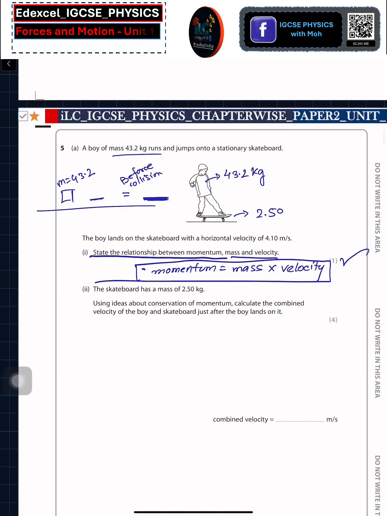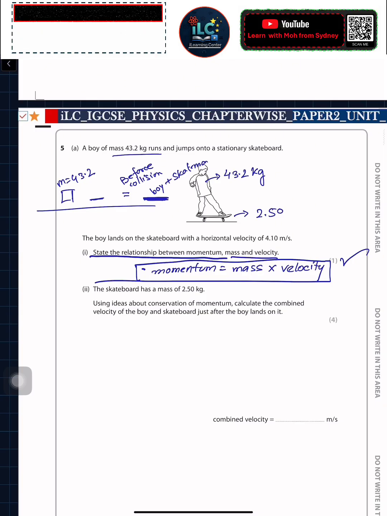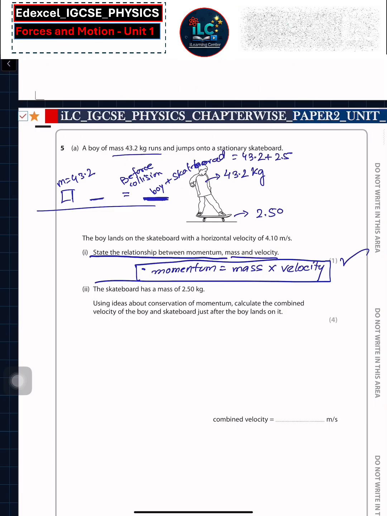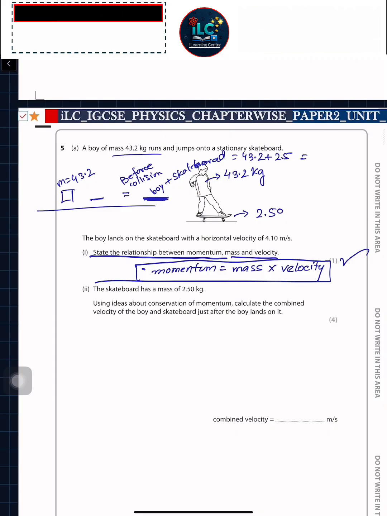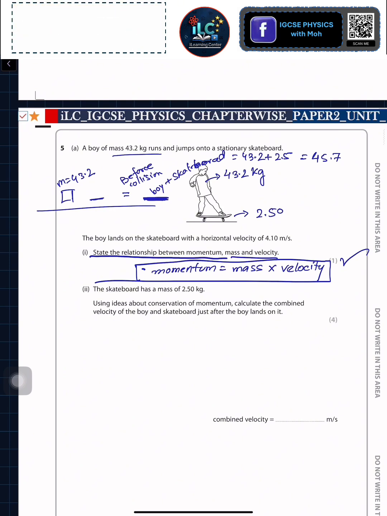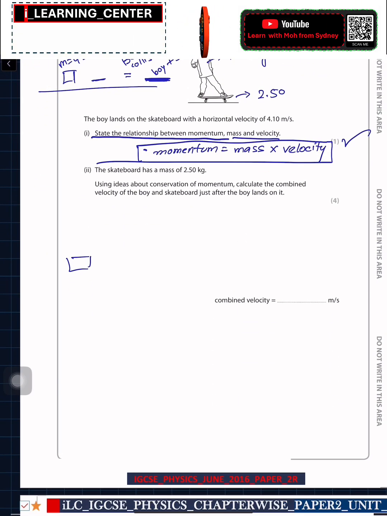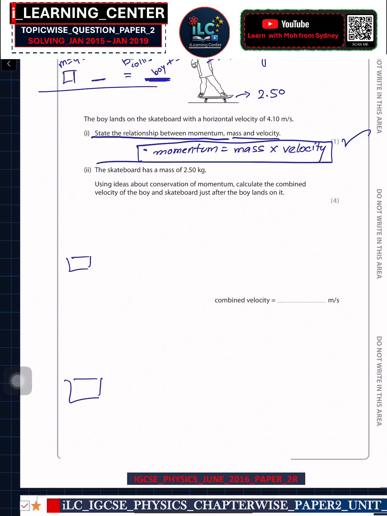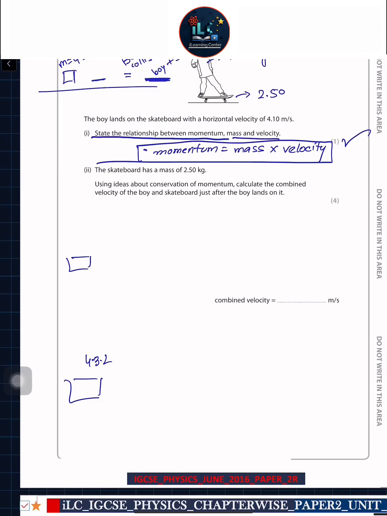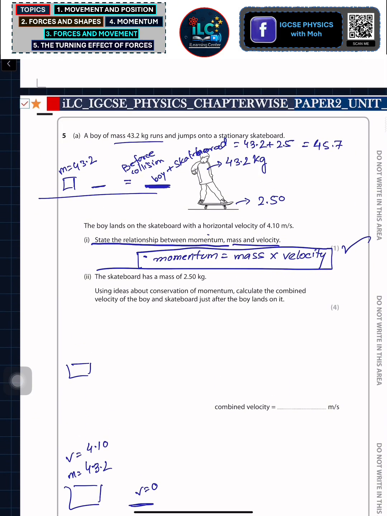So now the new mass of the boy and skateboard is 43.2 plus 2.5, which is equal to 45.7. What we are actually finding is the mass of the total person. So if I look forward, what's happening? This is the boy, and if I draw here, this is the boy that has a mass of 43.2, and we have a skateboard, but this skateboard has a velocity of 0. So this is the mass of the boy. Velocity is 4.10. We get this information from here.